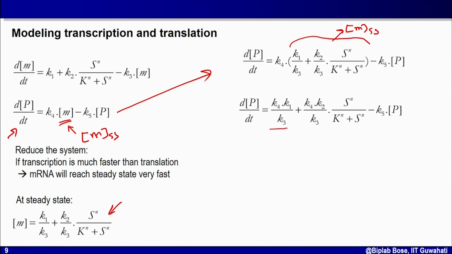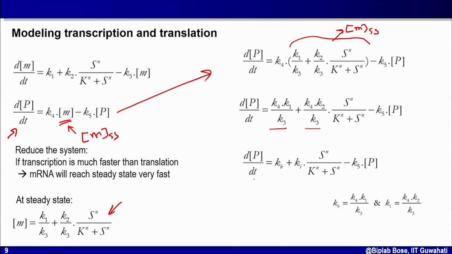I can replace this one by a new parameter, and I get this relation: dP/dt equals Kb, that is the basal rate of production, plus Ki, the rate constant for inducible production of the protein, into the Hill function involving the signal S, that is S to the power n divided by K to the power n, where K is the Hill constant, plus S to the power n, minus K5P, that is the first order degradation.